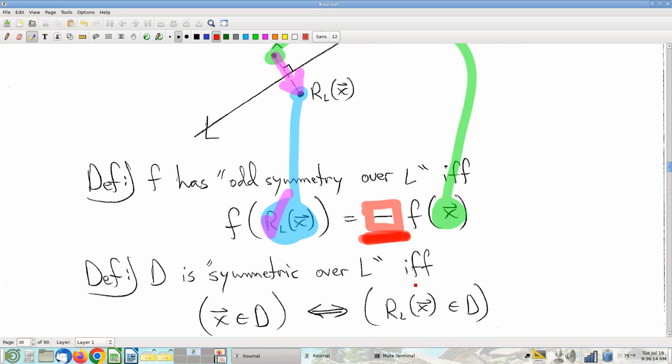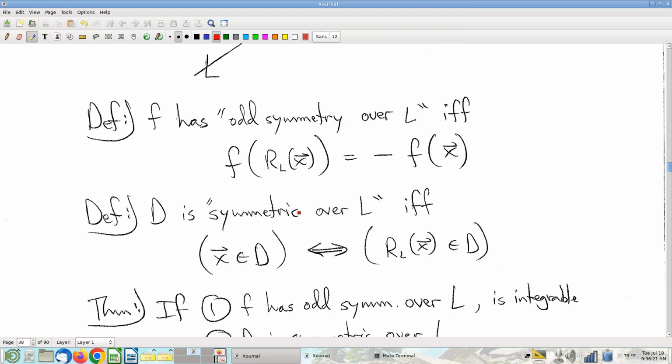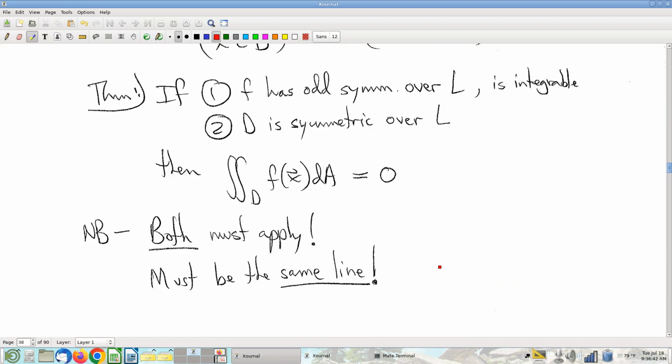Okay, another idea. What do we mean by a symmetric domain? And this one, again, I'm going to borrow from the previous page. I'm going to say a domain is symmetric if it is its own reflection. Said differently, whenever you have a point that's in the original region, the reflection is also in that same region. So, again, just borrowing the idea.